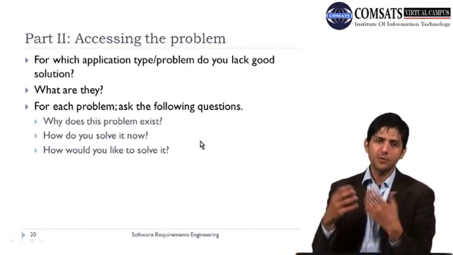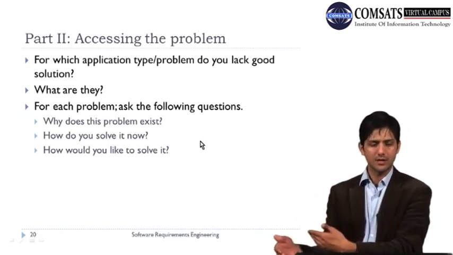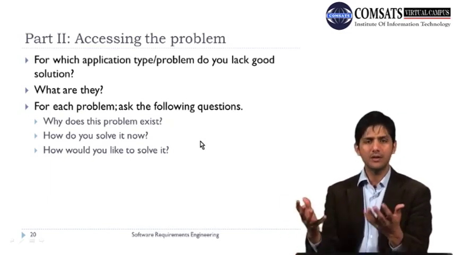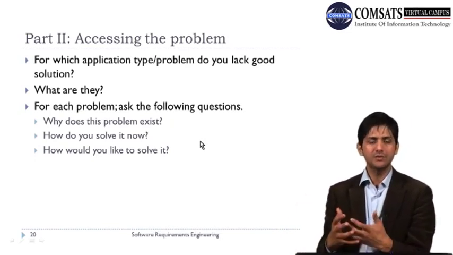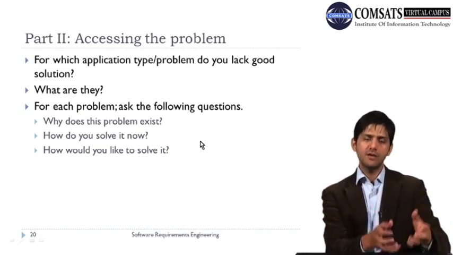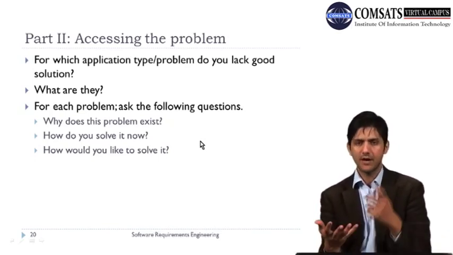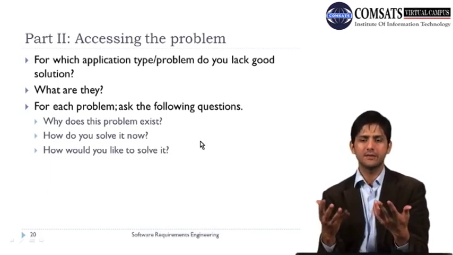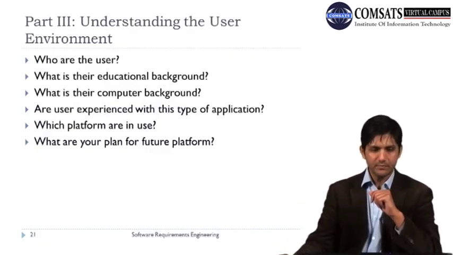Why does this problem exist? That would help you understand the flaws in their current process. How do you solve it now, and how do they go about it in the current setting or with the current solution they're using? And how would you like to solve it, or what according to you is a better solution? So we have built the user profile, we have identified a few problems. Now for each problem we are going to ask very specific questions: why the problem exists, how they solve it now, and what they would like to have in order to have a better solution at their hands, or a better way to deal with those problems.